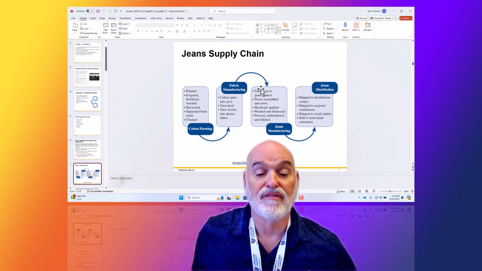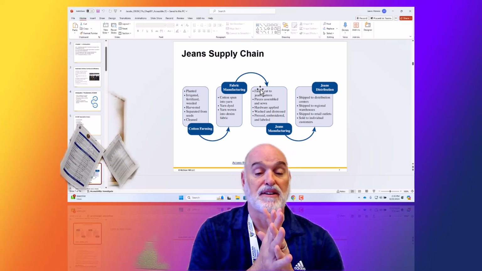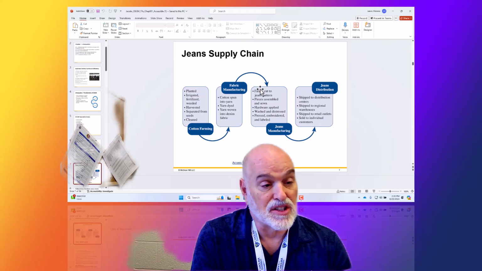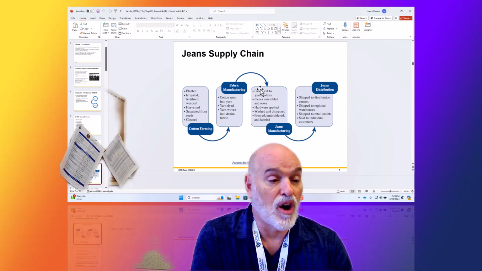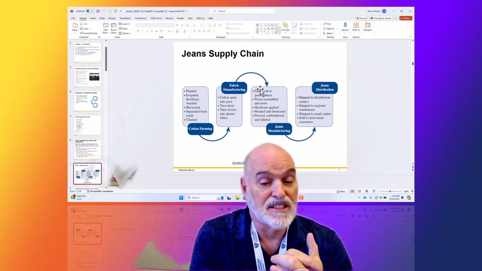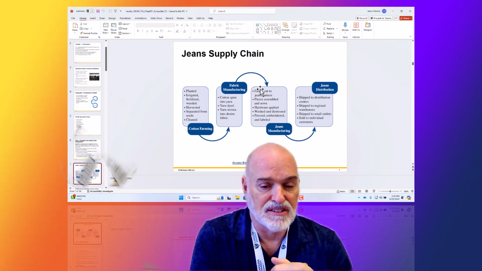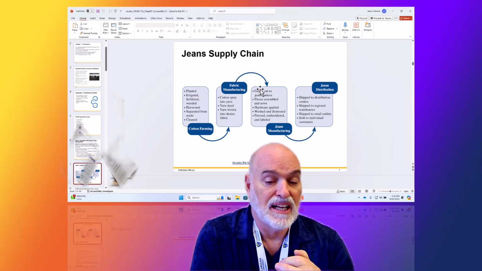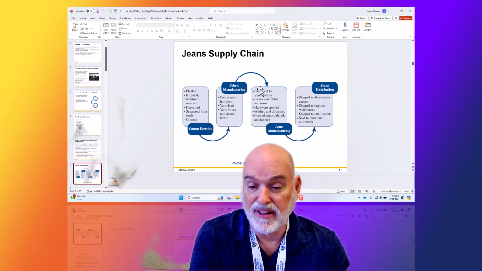Now you have the raw fabric, and that goes to jeans manufacturing, where it's cut to the jeans pattern. The pieces are assembled and sewn, and then the hardware, the rivets that you see on the jeans, are added. It's washed and distressed. Sometimes that's the fashion that is requested. It's pressed, embroidered, and labeled. And then what happens after that?